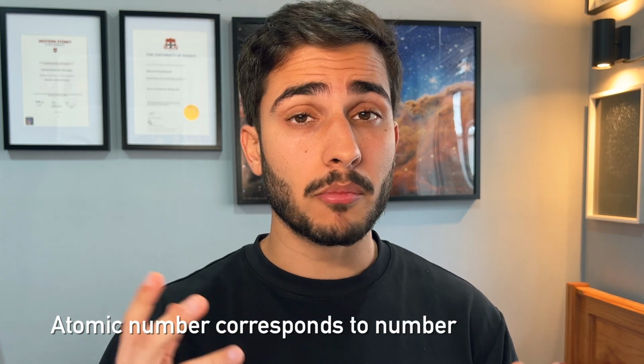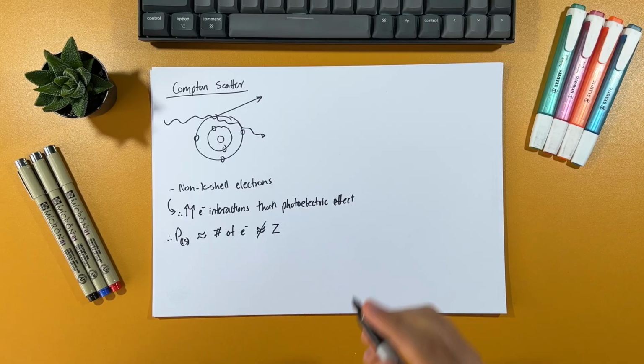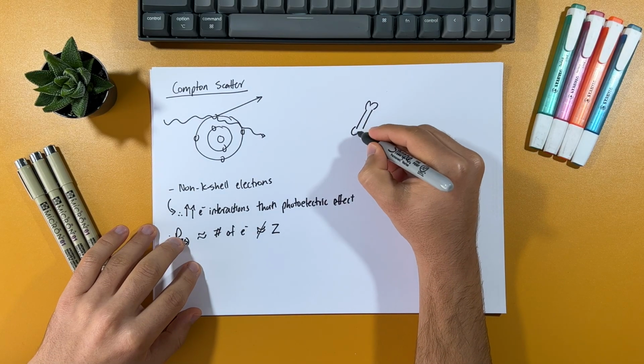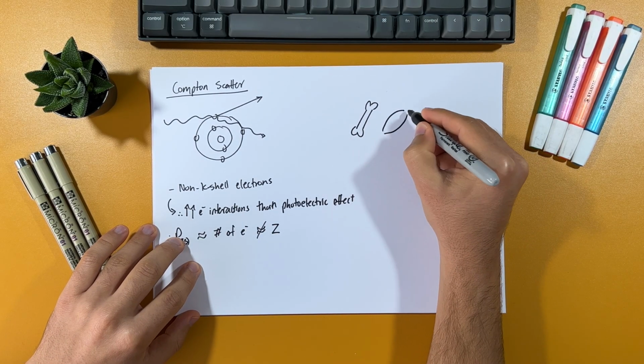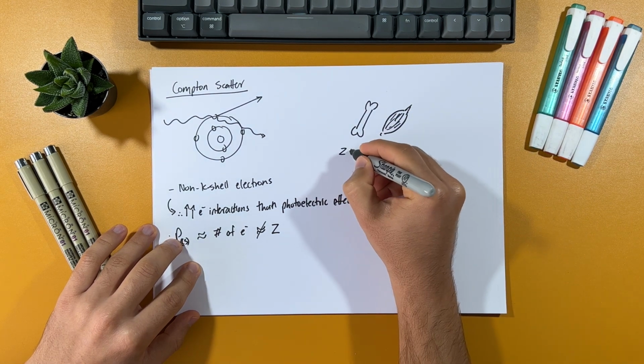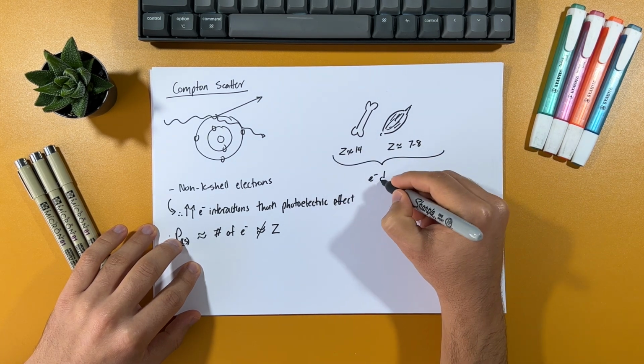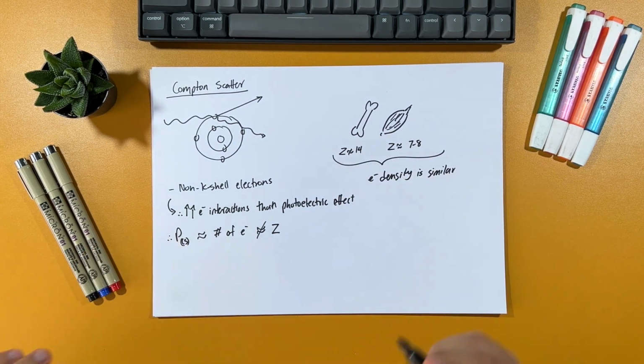But hold on, doesn't the atomic number also correspond to the number of electrons, assuming a non-ionized atom? Well, yes, but when looking at, for example, bone and muscle tissue, even though the atomic numbers of these tissues are different by almost a factor of 2, where bone has an effective atomic number of about 14 and muscle about 7 to 8, the electron density and therefore the number of electrons is quite similar.